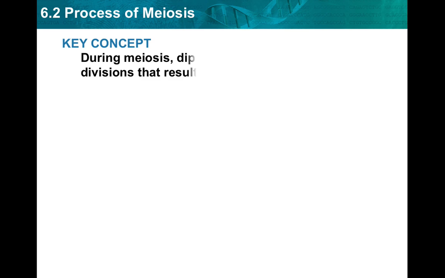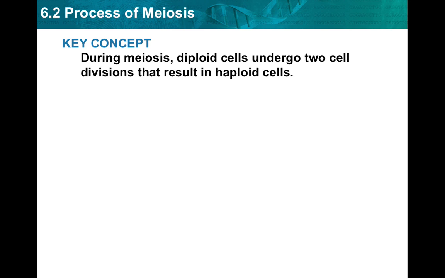Process of meiosis. First, I want to review some things from chapter 6.1. Okay, so somatic cells. These are body cells that make up most of your body tissues and organs, such as your reproductive systems, spleen, and kidney.